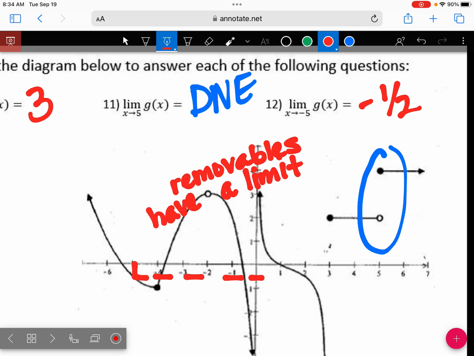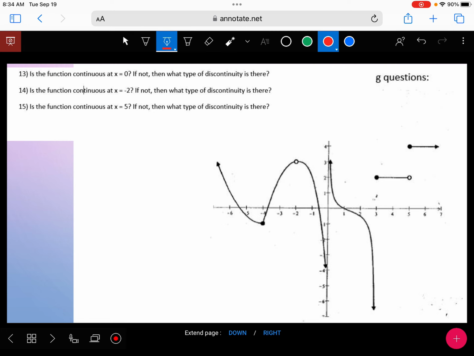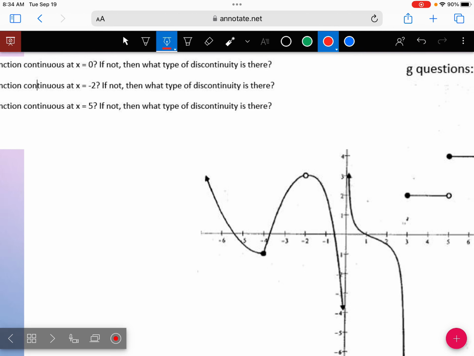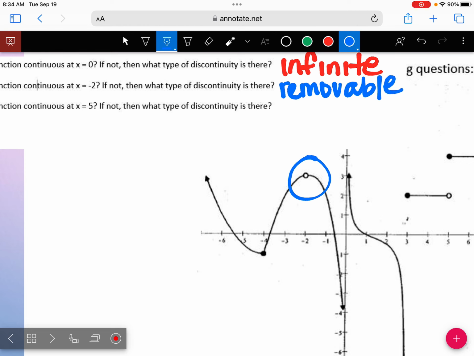All right, so let's go ahead and name these three limits real quick. For number 13, at x equals 0, what kind of discontinuity do you have at x equals 0? Infinite. At x equals -2, removable. So this is -2. This is your 0. And then lastly, at x equals +5, right here, what is that? That's a jump.